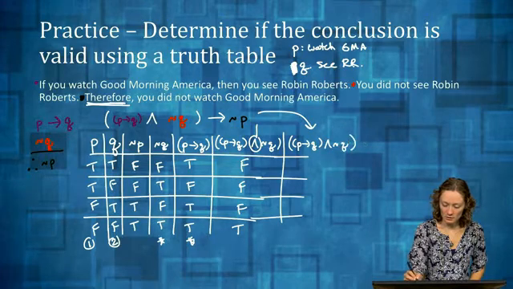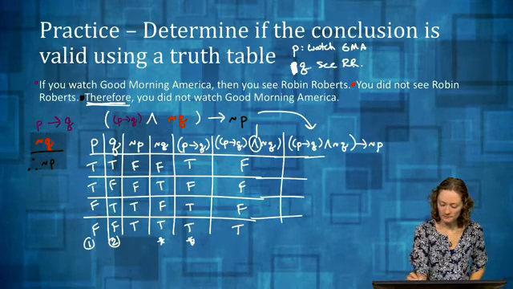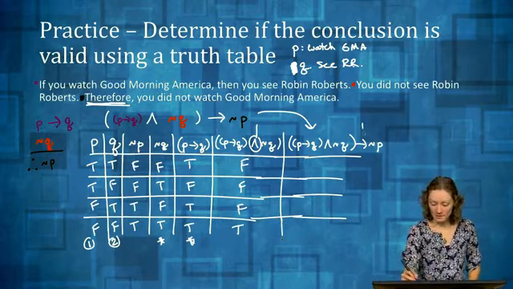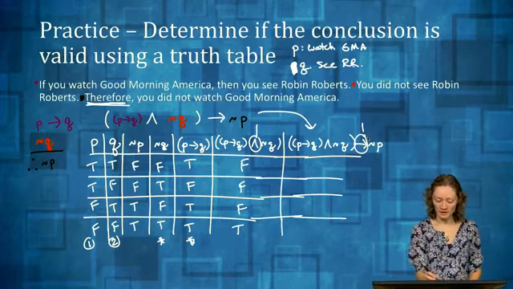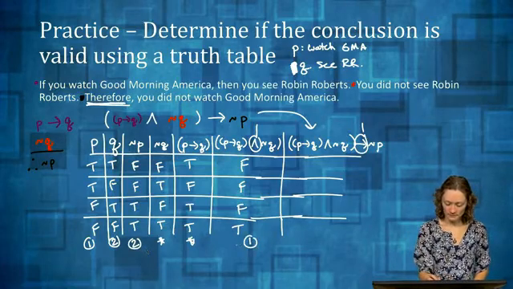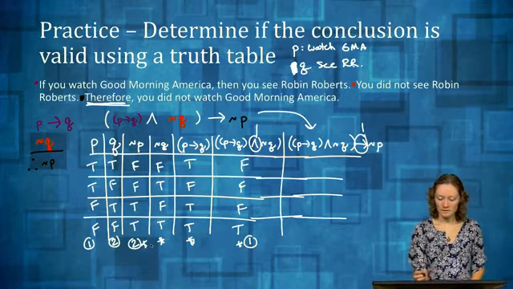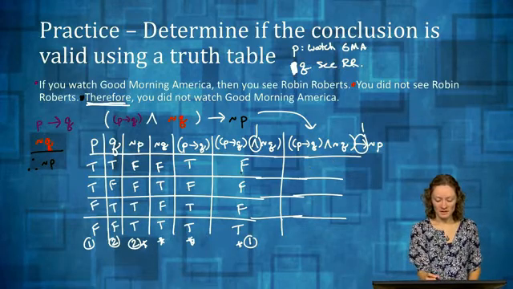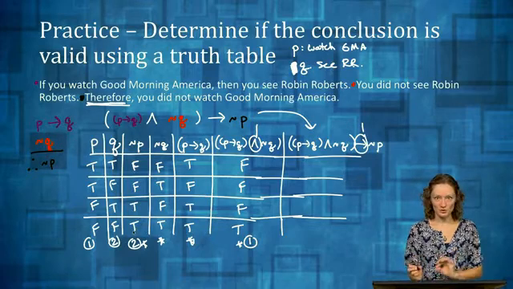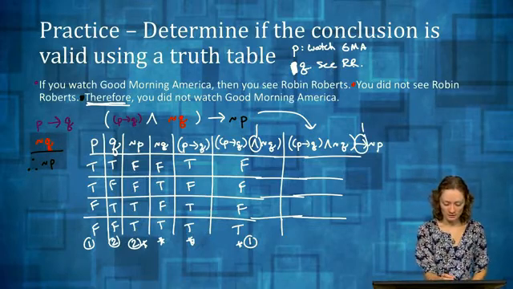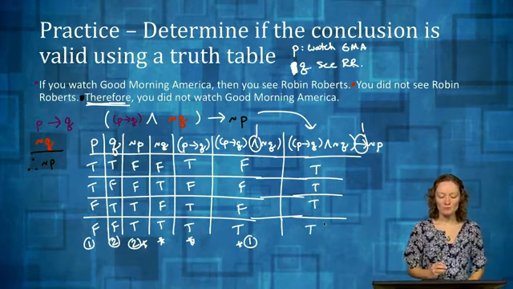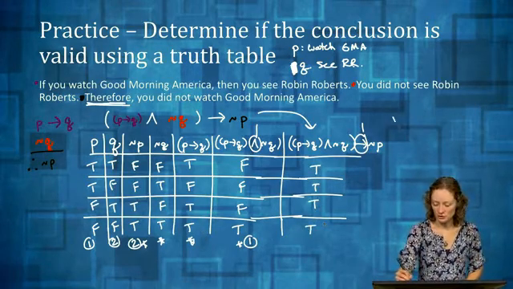Negation Q leads to negation P. The symbol that we care about here is the conditional, and it comes from the one we just did, and negation P. First parentheses, second negation P. The only time we have a problem is when true leads to false. Looks like we don't have that, so they're all true, meaning this is a valid conclusion to draw.